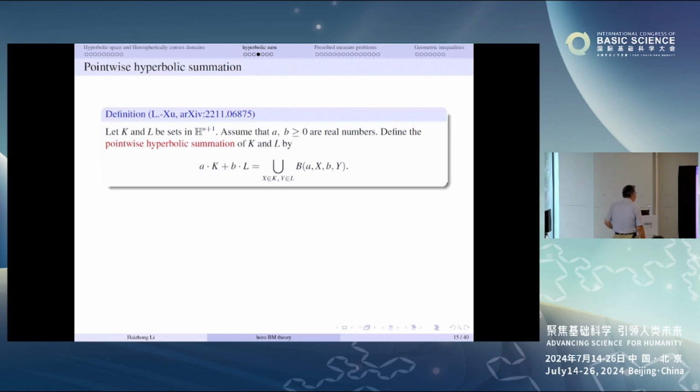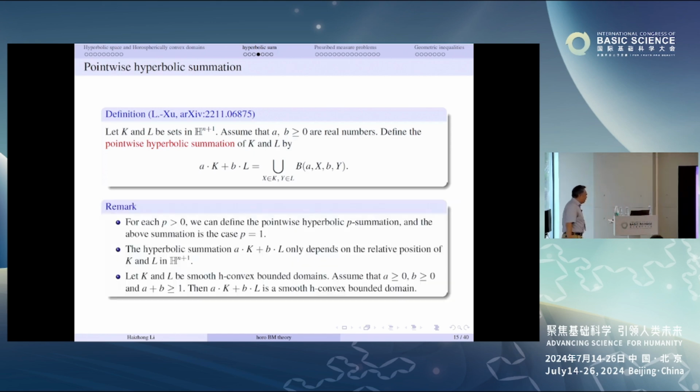So, we can also make a remark: if this is summation, then in the Euclidean domain, people introduced something like the p-sum. So we can do something similar. If p is positive, for any real number, we can also introduce the pointwise hyperbolic p-summation. The one I just talked about corresponds to p equal 1. And the hyperbolic summation aK plus bL only depends on the relative position of K and L in hyperbolic space.